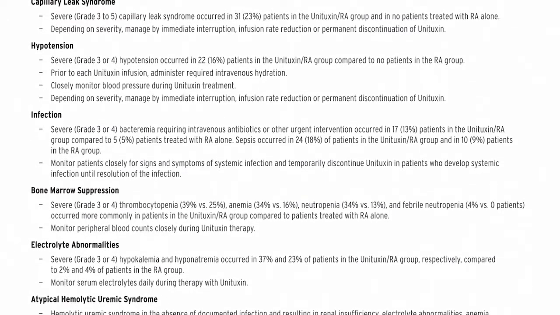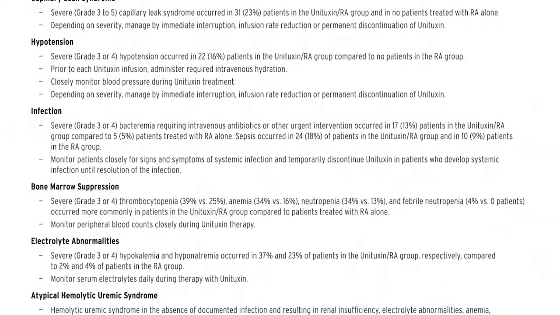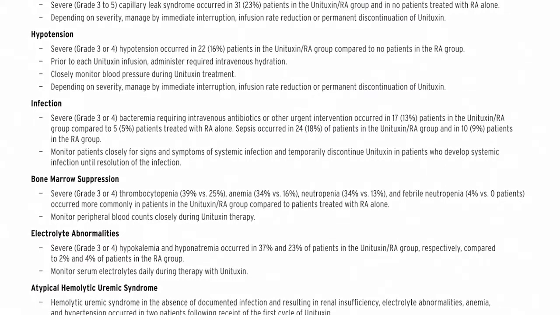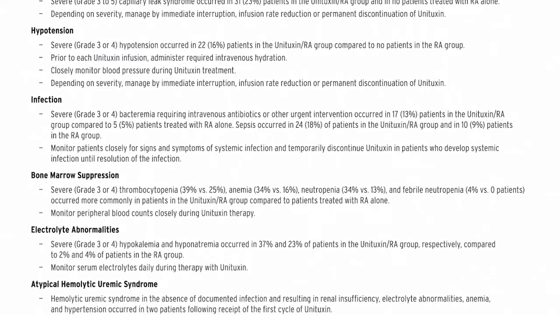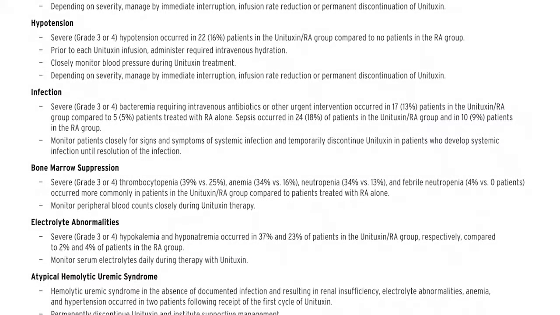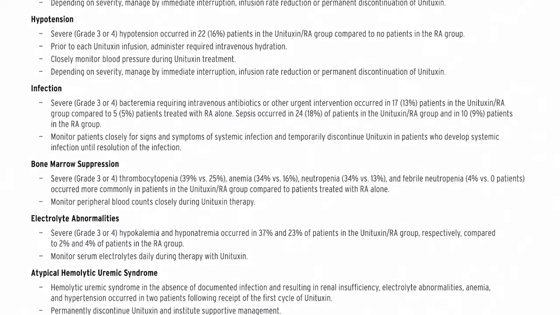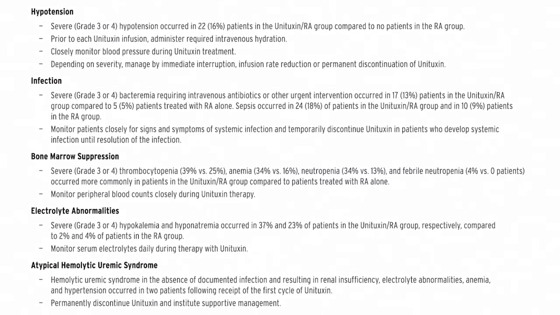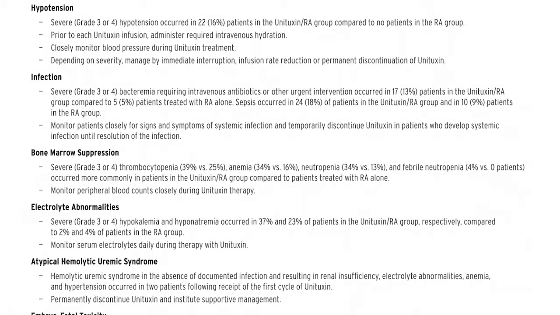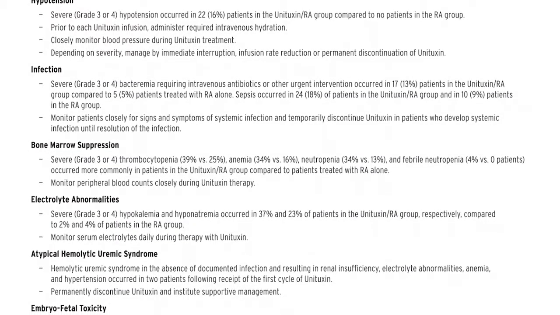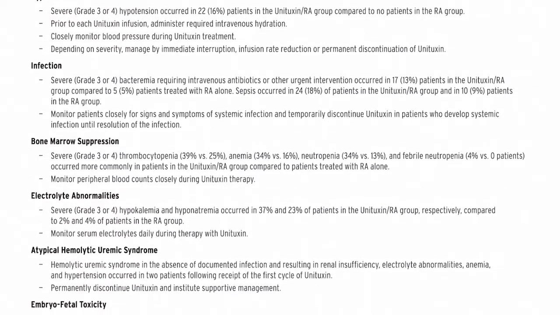Bone marrow suppression. Severe, grade 3 or 4, thrombocytopenia, 39% versus 25%. Anemia, 34% versus 16%. Neutropenia, 34% versus 13%. And febrile neutropenia, 4% versus 0 patients. Occurred more commonly in patients in the Unituxin RA group compared to patients treated with RA alone. Monitor peripheral blood counts closely during Unituxin therapy.